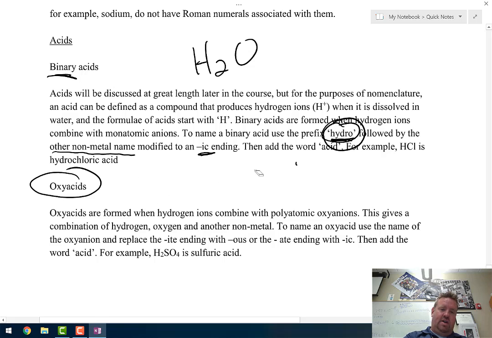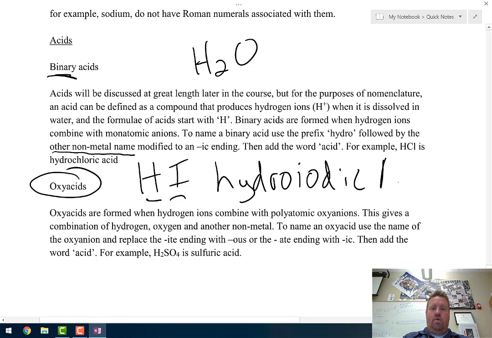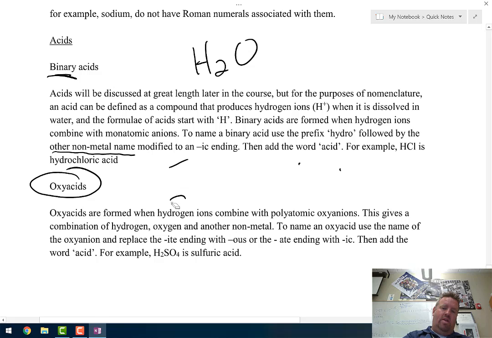Okay, so let's look at another one here. Let's look at, for example, HI. Again, you see that hydrogen at the beginning, you think, oh, that's an acid. So we know that it's a binary acid because there's only two elements. So I know that it has to start with hydro, and then that's iodine, so it becomes hydroiodic acid. Okay, so hydro at the beginning, the ending changed to IC, and then you write the word acid at the end.